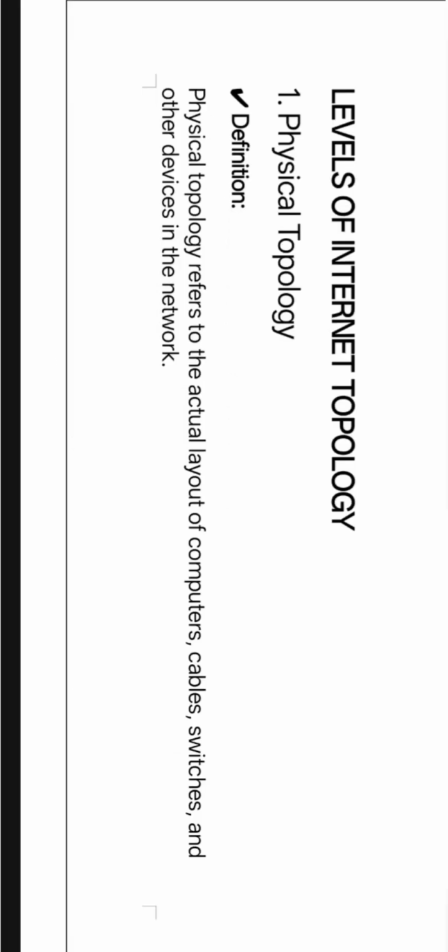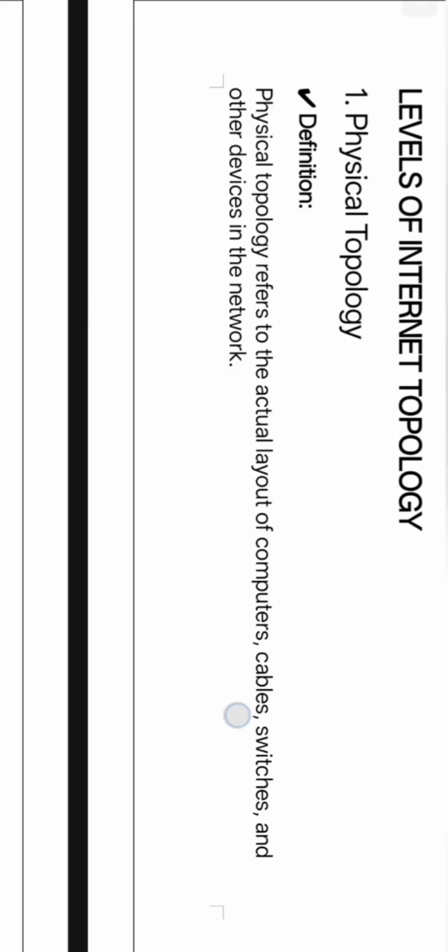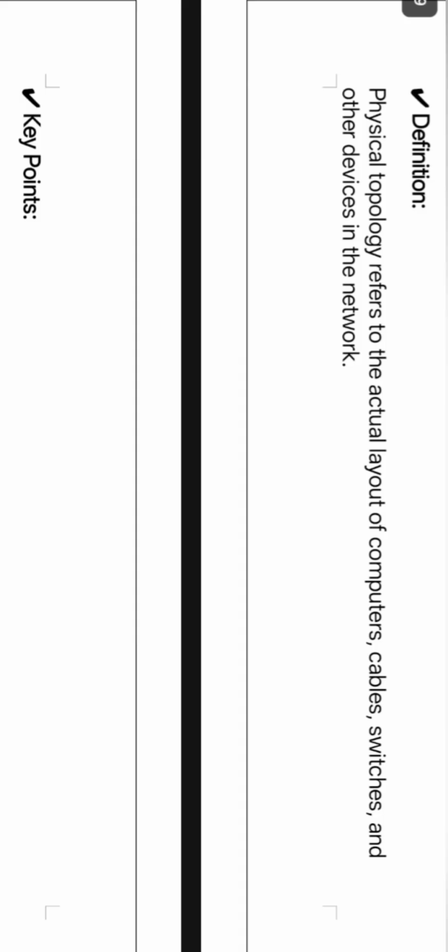Now we are going to talk about levels of internet topology. There are two levels in a network topology. One is the physical topology and another is the logical topology. Let us see what the physical topology means. So let us see the definition of it. Physical topology is a real physical arrangement of the computers, cables and devices in a network. It shows how devices are placed and how they are connected with wires.